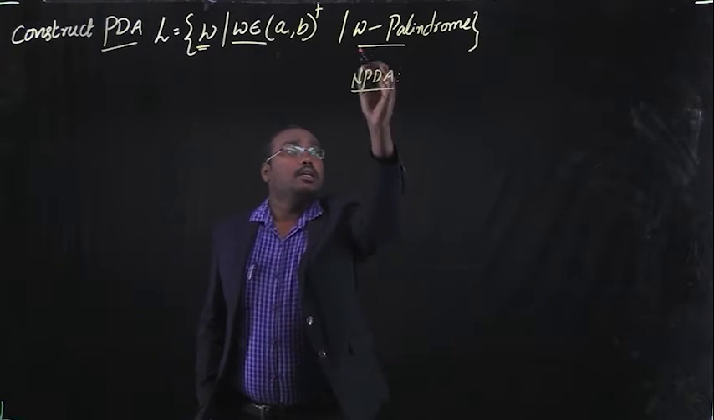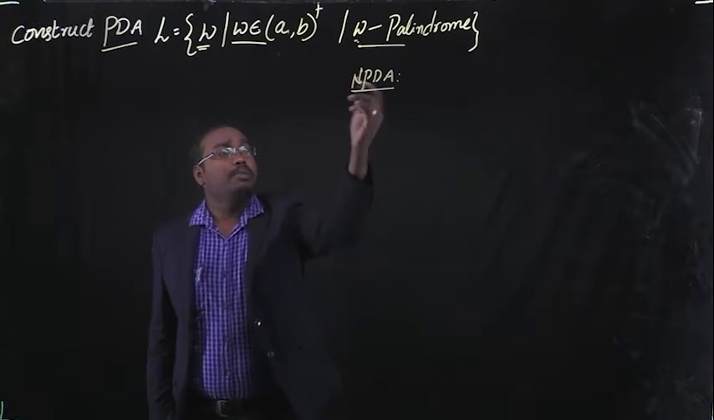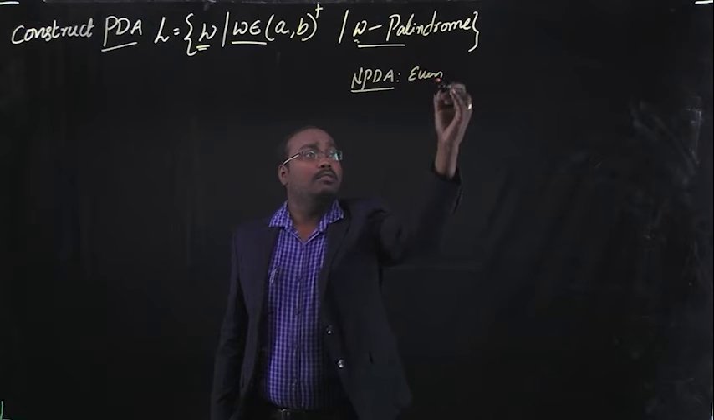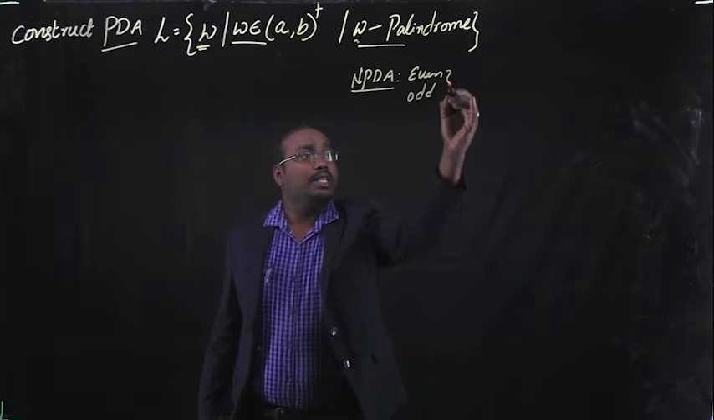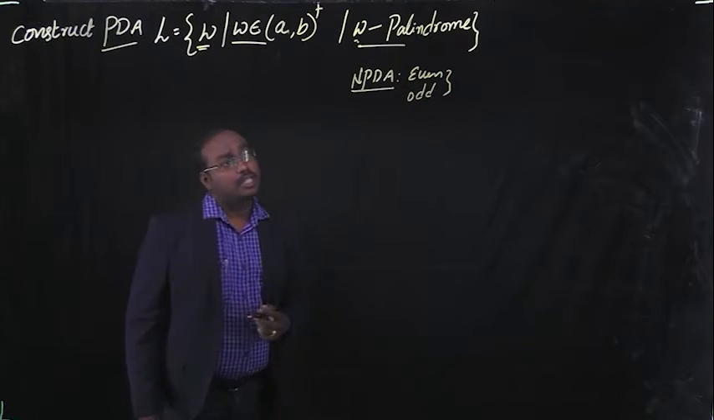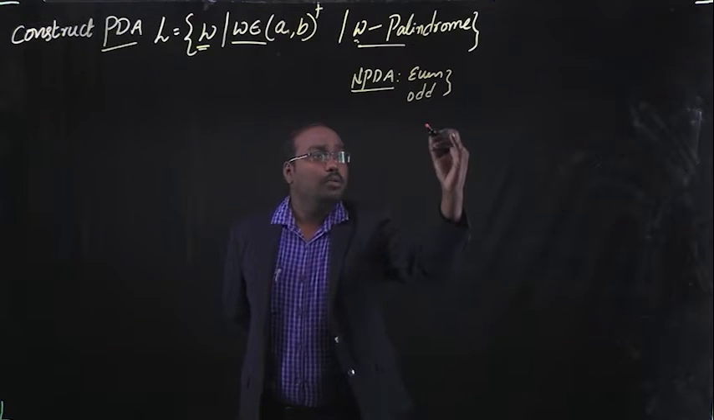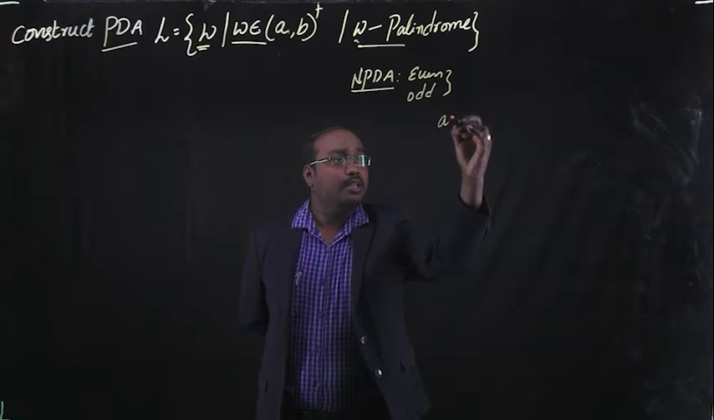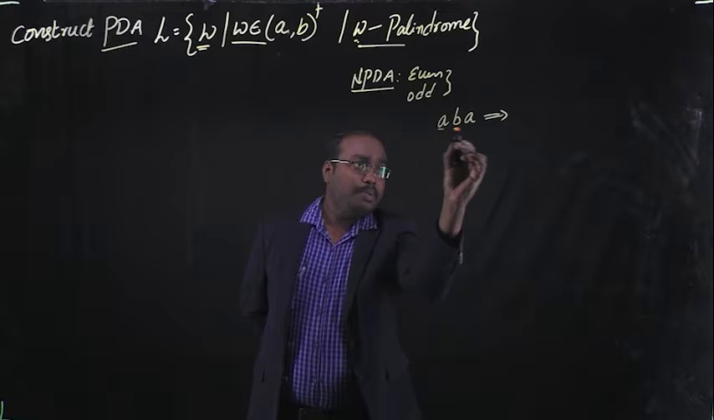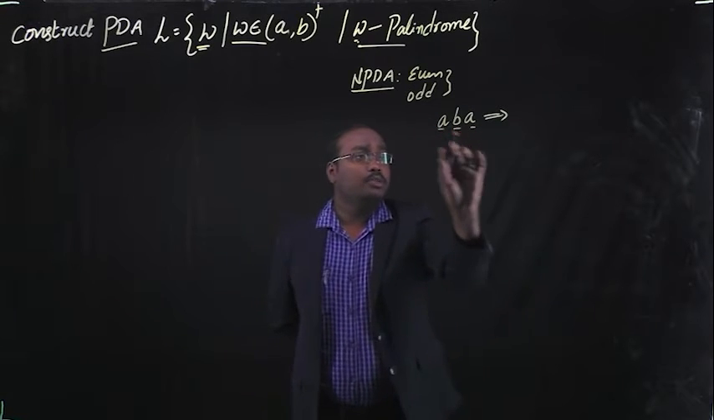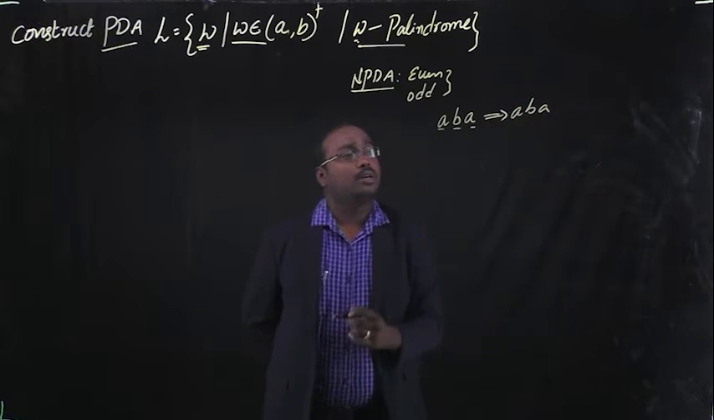Here the string W is a palindrome, and in this problem the palindrome may be an even length palindrome or an odd length palindrome. For that purpose we are taking a non-deterministic pushdown automaton. For example, what is an odd length palindrome? Here ABA is nothing but ABA, and the reverse of the string is also ABA. So this is an odd length palindrome.